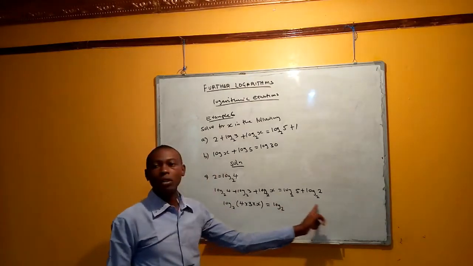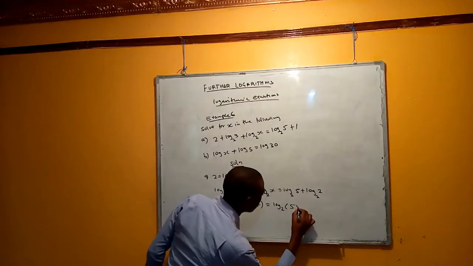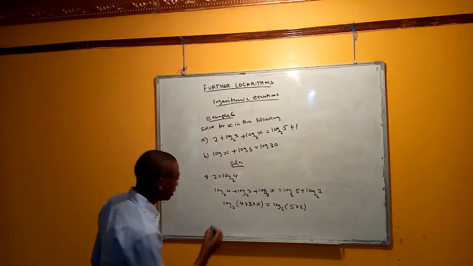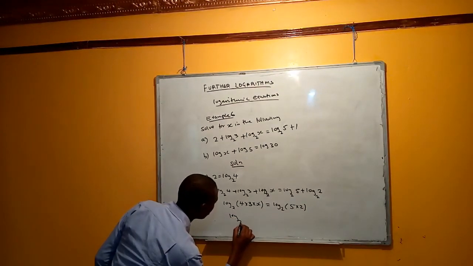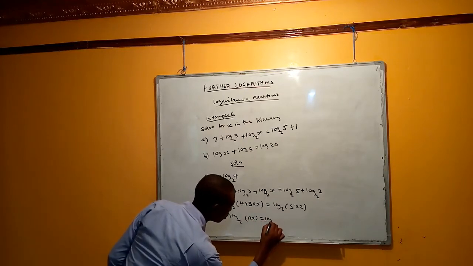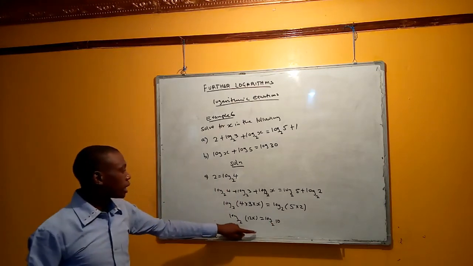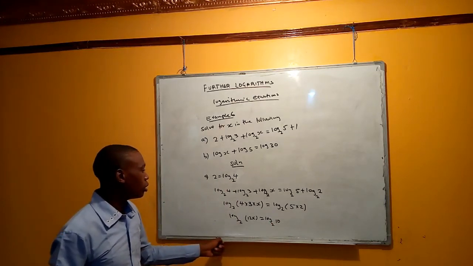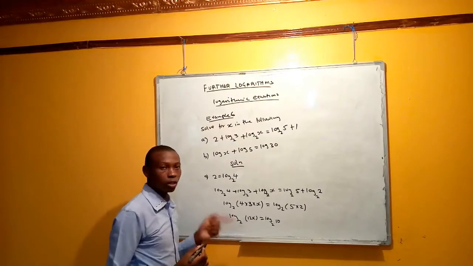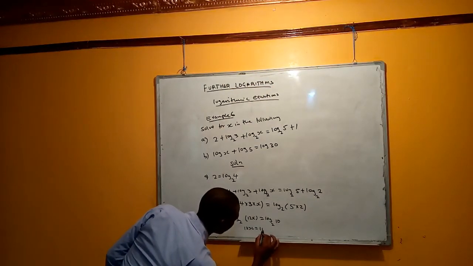This will be equivalent to log base 2. We factor out on the right hand side, so this will become 5 multiplied by 2. Then from there, this is the same as saying log to base 2 of 12x is equal to log to base 2 of 10. Now, when it comes to this point, you just need to drop the logs. Log to base 2 is common, so you drop it. So it will be 12x is equal to 10.